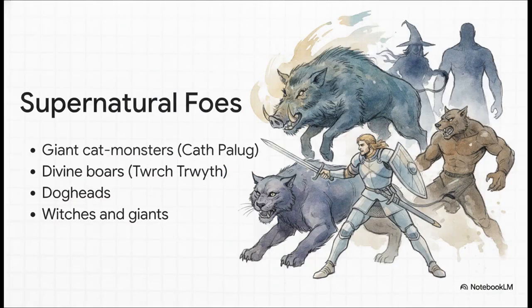So this version of Arthur, he definitely wasn't politely jousting in tournaments. No way. He was out there rapidly battling an insane lineup of enemies. We're talking giant cat monsters like the Cath Palug, destructive divine boars called the Twrch Trwyth, dogheads, witches, giants, the whole shebang. This Welsh origin gave us an Arthur who was a ferociously active monster hunter, literally laughing as he slaughtered supernatural beasts to protect his island.